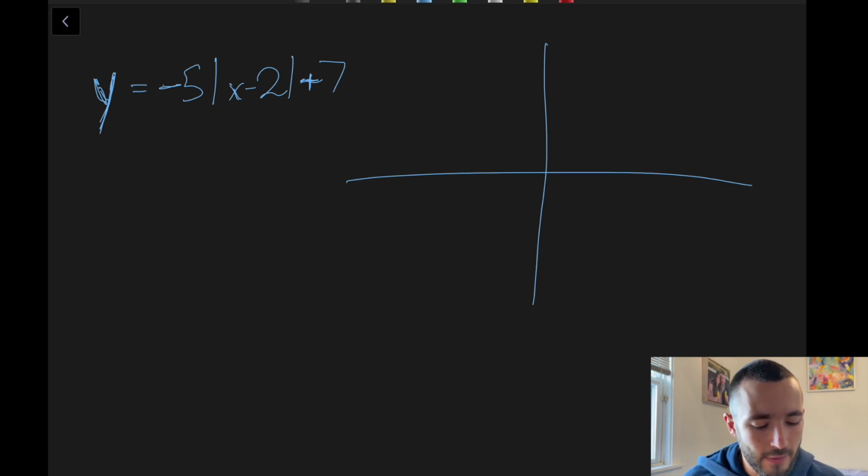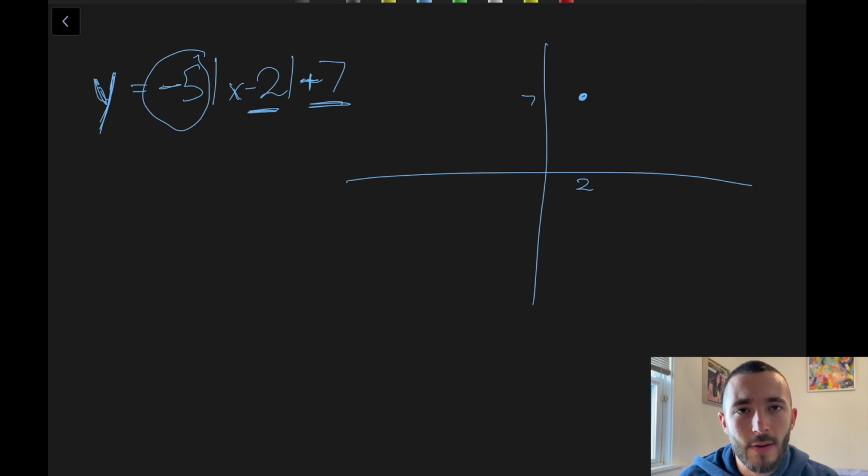So center point is dictated by the 7 and the -2. The 7 tells us we're shifting up 7, and the -2 tells us we're shifting to the right by 2. All right, so we're up 7 to the right 2. That's our vertex. Now we have a slope of a -5. Now we know the slope it's really going to be two slopes because we're going to have a positive slope and a negative slope. It's going down then up.